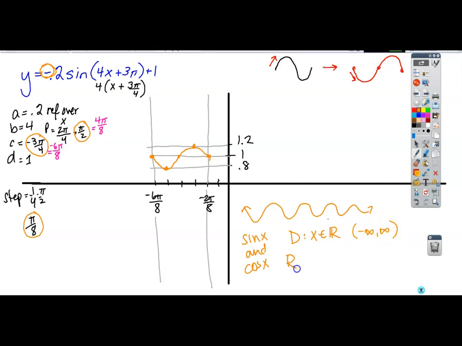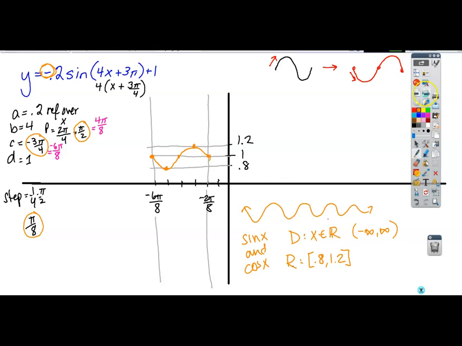The range will be dictated depending on the high and low of your wave. So you can look at your y-axis. My range would go from, in this one, 0.8 to 1.2, right? Because you're just going from your low to your high. Sine and cos are easy. The other ones get a little crazy.